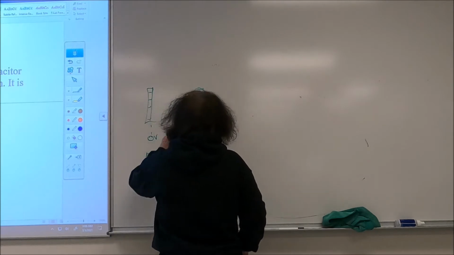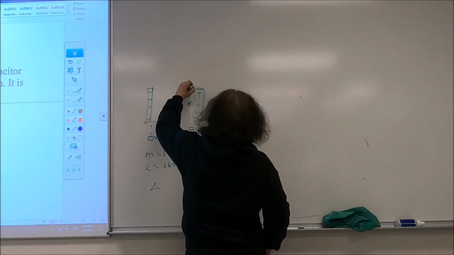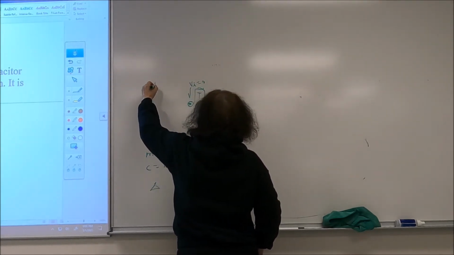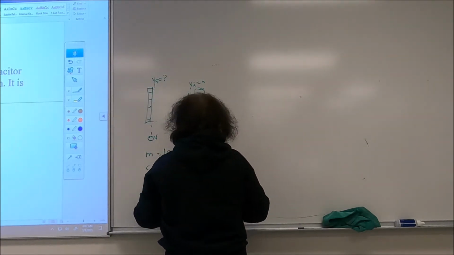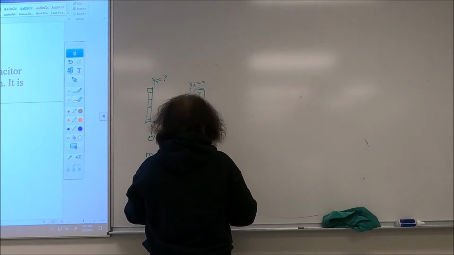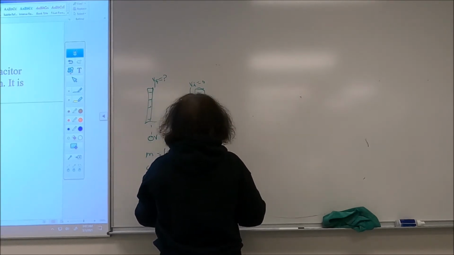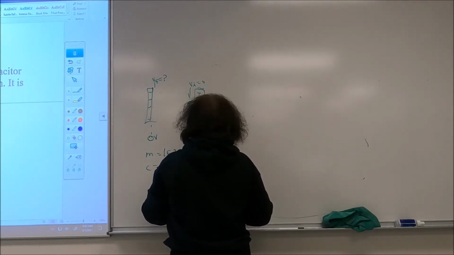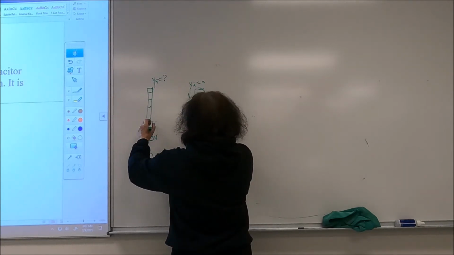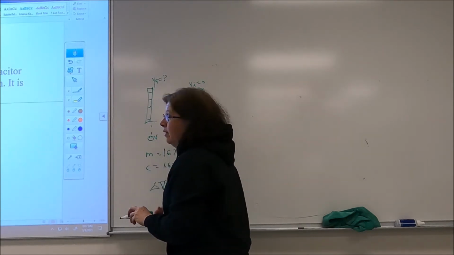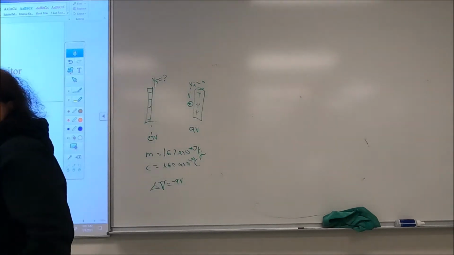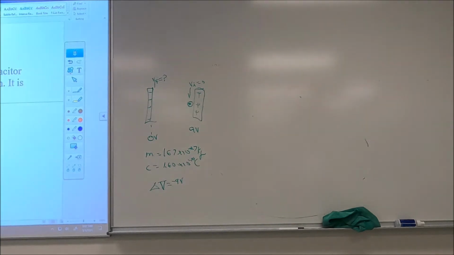And our initial velocity is 0, and the final velocity, I don't know. That's what I'm looking for. Our change in potential is going to be minus 9 volts because it's going to move from here to here. Okay? So, think about that for a second.